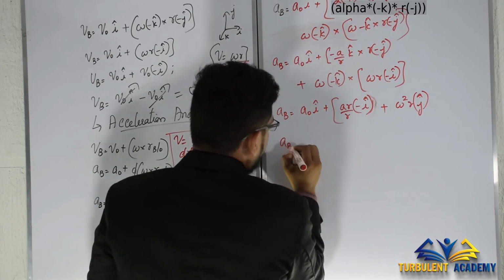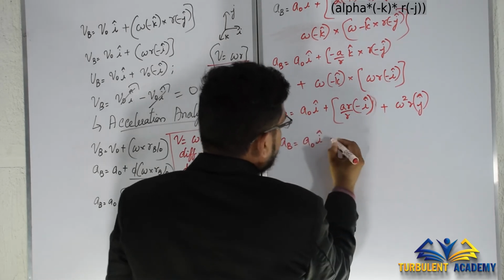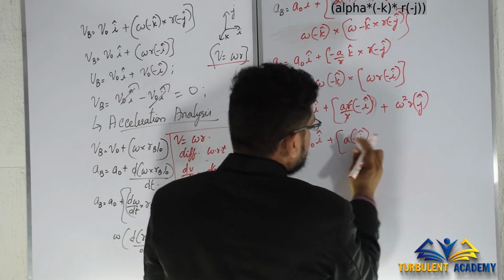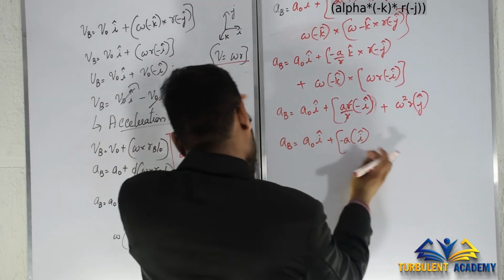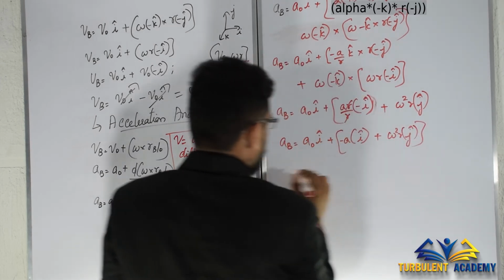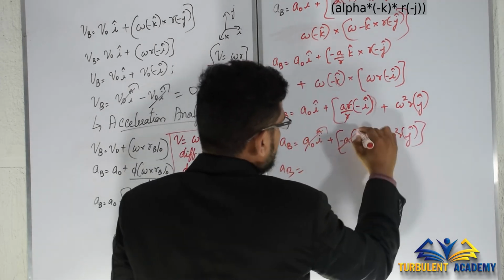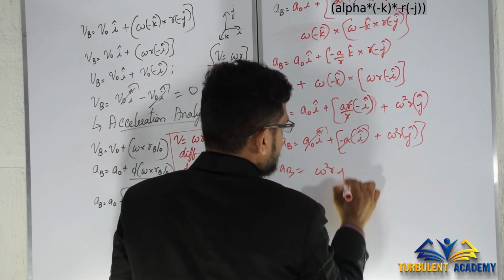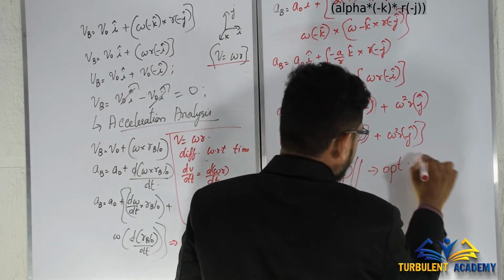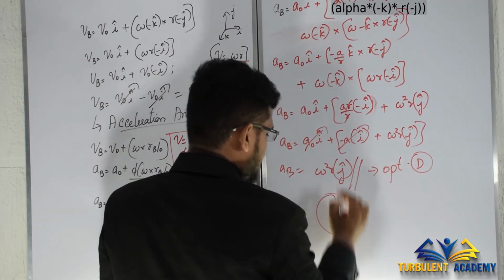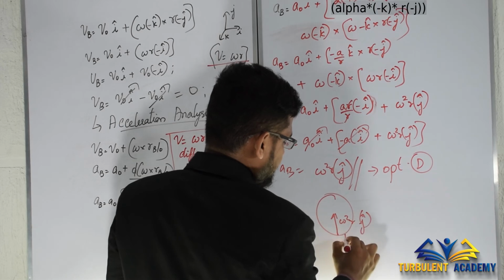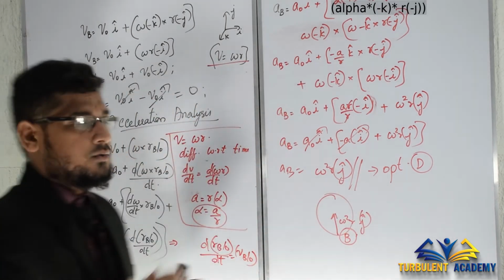Okay, now AB equal to A naught into I cap plus RR gets cancelled, A of minus I cap, which is also minus A of I cap plus omega square R into J cap. So solving this, we get, cancelling out, omega square R in the J cap direction. So option D. So positive like this, omega square R in the J cap from the option B. So this is how we got the answer.